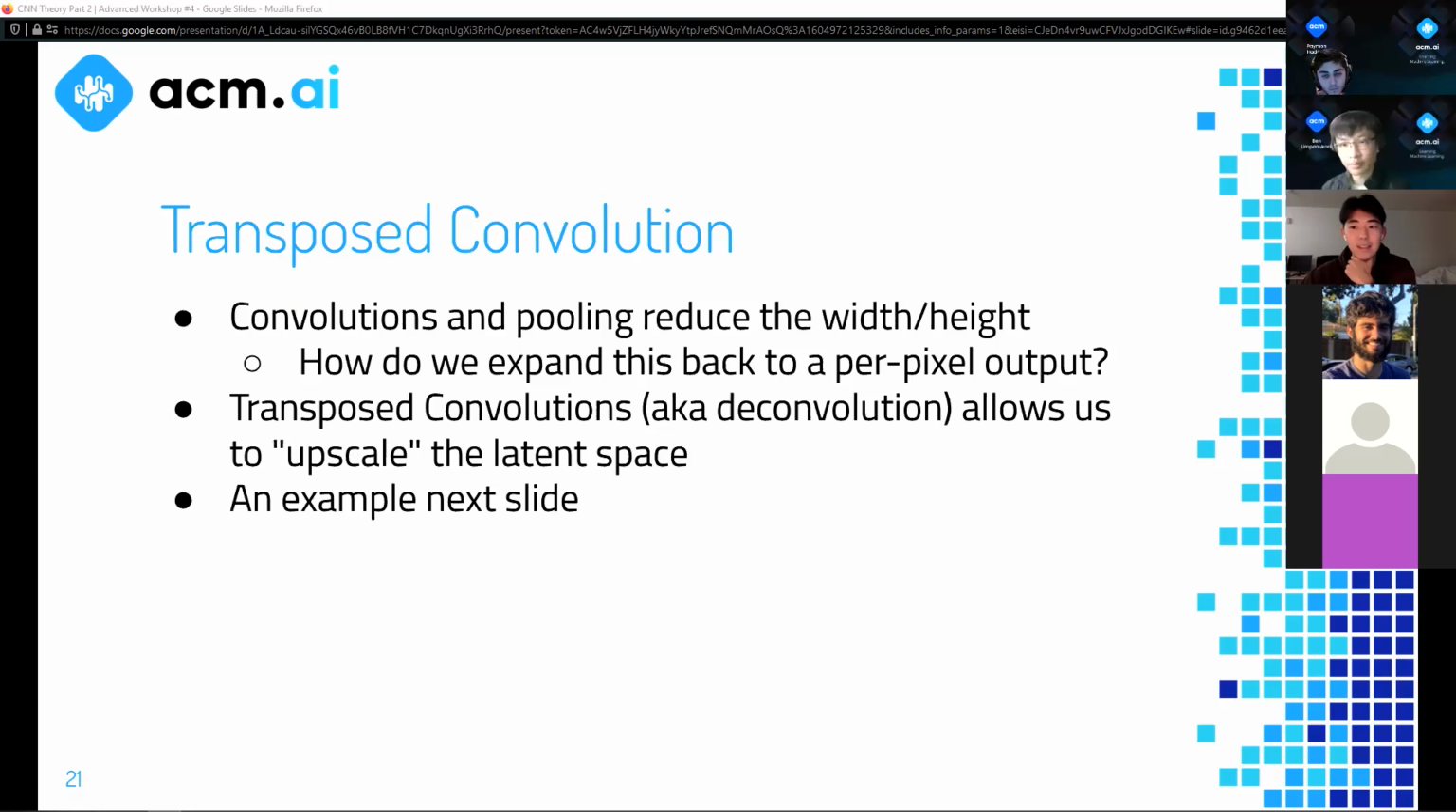So again, we're downsampling and bringing back up. It's a common theme in machine learning. Another technique that they use is transposed convolution. Convolutions and pooling reduce the width and height, but from that bottom of the U that we've seen, how do we bring that back up into our original input space? How do we get it back to a form where we can meaningfully make segmentation?